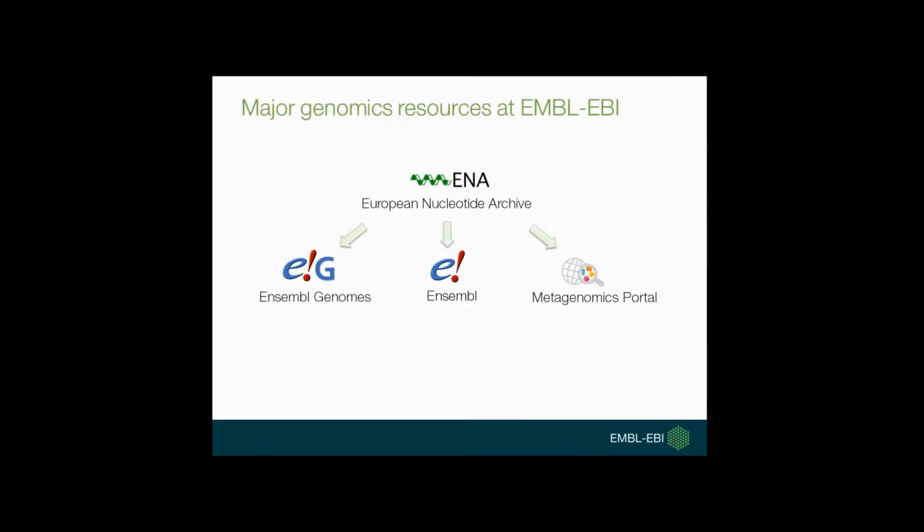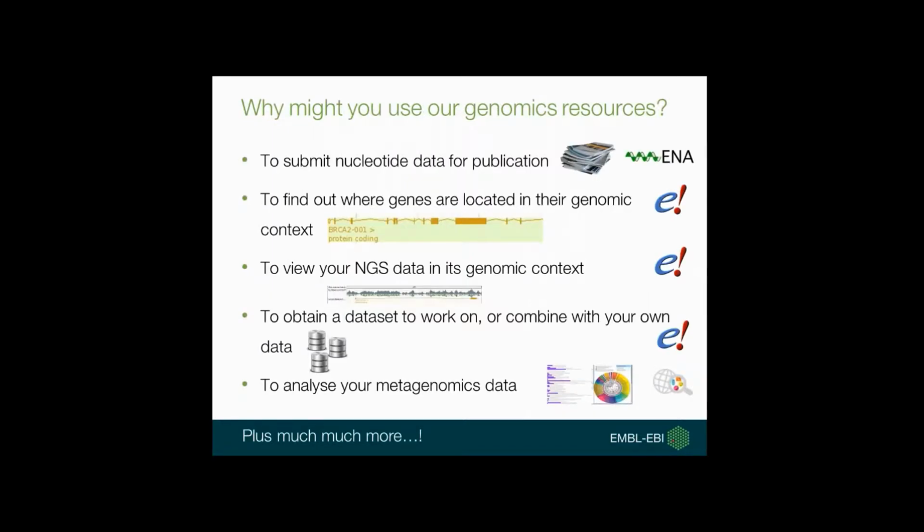That was the ENA. All the databases shown below with the icons there, Ensembl, Ensembl Genomes, and the Metagenomics portal, are secondary databases, which means they contain data we've added value to and analyzed or integrated with other data. Ensembl and Ensembl Genomes contain annotation, variation, comparative, and regulatory information, and the Metagenomics portal contains analyzed metagenomic sequence data.